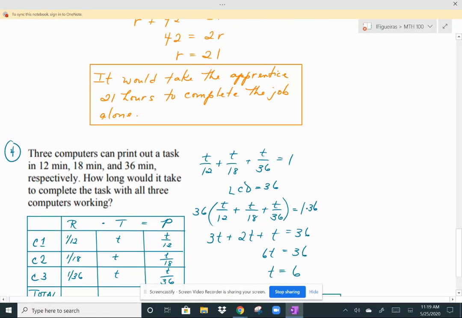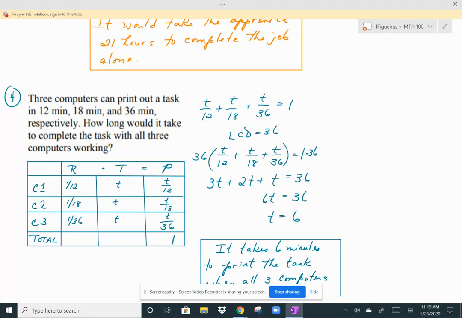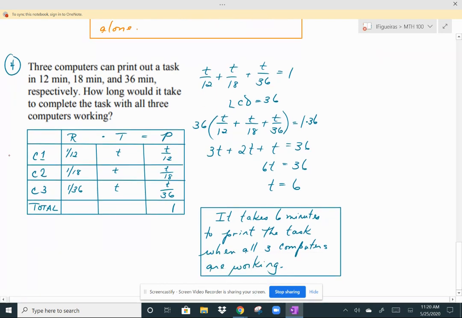Okay. In this case, we have 3 machines. We have 3 computers that can print out a task in 12 minutes, 18 minutes, and 36 minutes, respectively. How long would it take to complete the task with all 3 computers working? All right, so we have computer 1, 2, and 3 here. Their rates are given as 12 minutes, 18 minutes, and 36. Remember, write those as fractions, 1/12, 1/18, and 1/36.